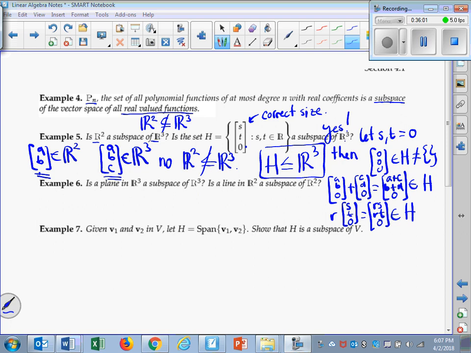If we look at example 6 here, it says, is a plane in R3 a subspace of R3, and is a line in R2 a subspace of R2? You might be kind of anticipating a trap here. So the answer is not always for each one of these, and so we want to describe when it is the case that a plane of R3 is a subspace of R3. So we'll say not always. Then I'm going to say a plane containing the origin.